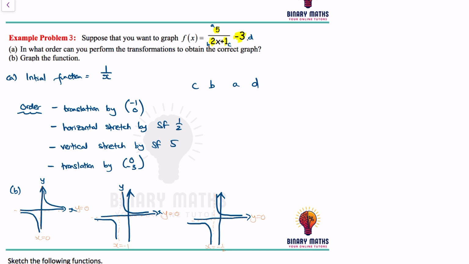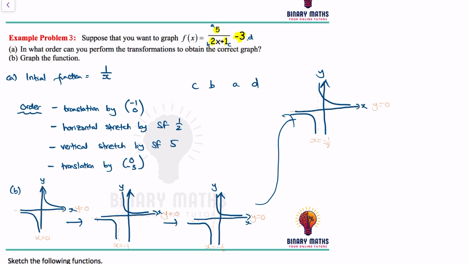Okay, next thing I need to do is a vertical stretch by scale factor 5. That won't change it by much because the only key feature, so if I go here, 1, 2, that's the next one, x and y. So my horizontal asymptote won't change because y equals 0. If you times it by 5, it's still y equals 0. And this one will still be x equals -1/2. So it'll look like so.